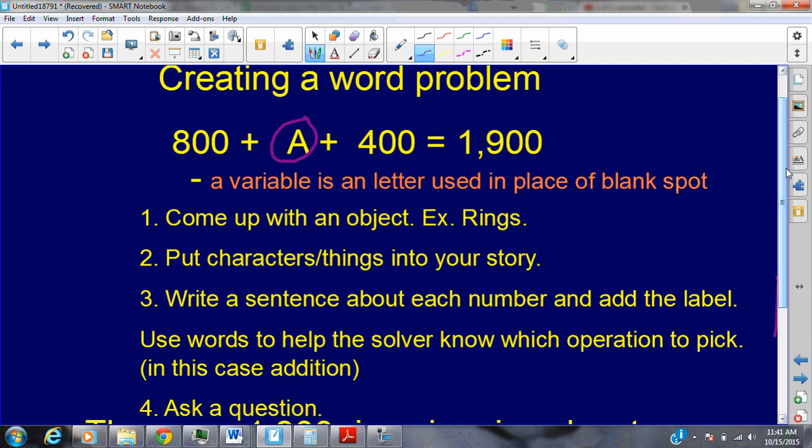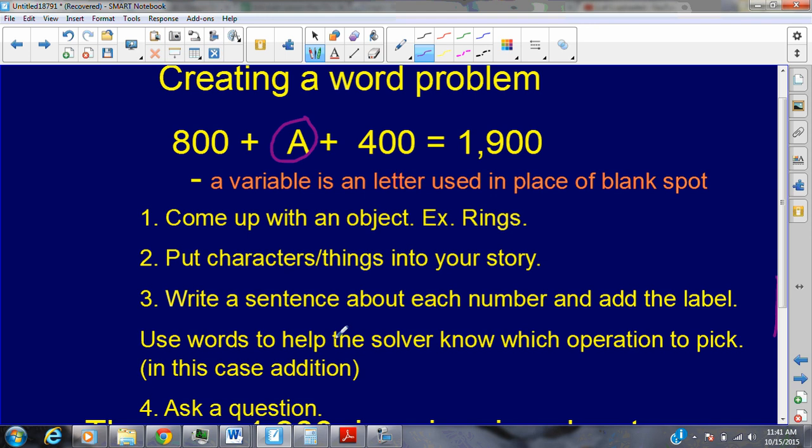So when you are creating a word problem, you want to come up with an object: rings, balls, boats, trees, people, shoes, anything like that. You want to put your characters and things into your story to make it a little bit interesting. You're going to write a sentence about each number and add the label to it. And the label would be what you came up with, what your object is.